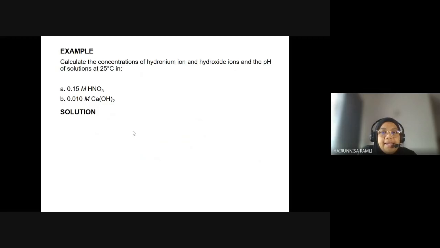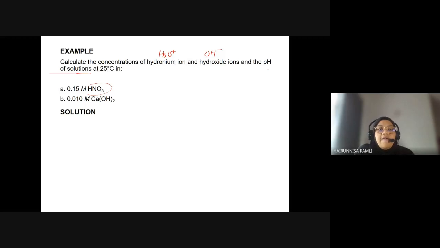So how to calculate? Tadi kita tengok, okay, kita dah tahulah based on equation kan. So now how to calculate the concentration of hydronium ion, the H3O plus, and also hydroxide ion. And the pH. Okay, dia nak pH juga, with this concentration. Okay, first of all, you need to know whether this is strong acid, strong base, weak acid or weak base. Okay, nitric acid. Basically nitric acid, this is oxy acid kan. Ada oksigen pun ada banyak. Okay, we can consider that this is a strong acid.